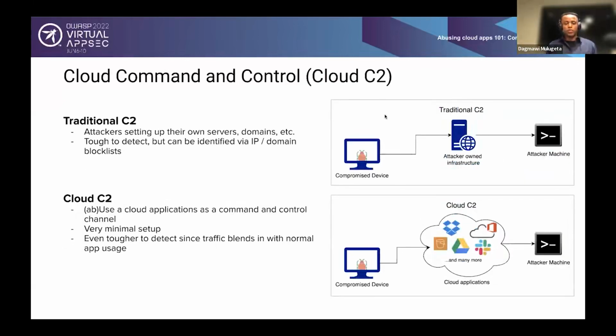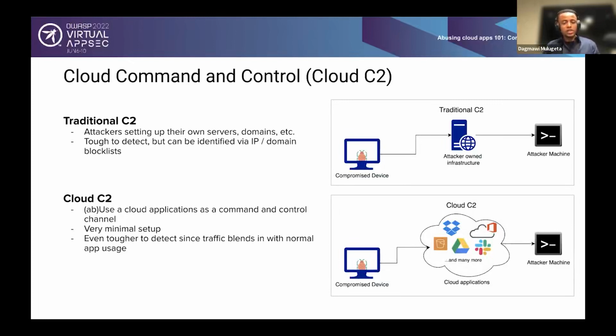So now that we've covered what command and control is, what do we mean when we say cloud command and control, or cloud C2? Traditionally, what we've seen attackers do is set up their own infrastructure, their own servers, their own domains, and their own hosts to tunnel traffic through. And you can see this on the top right. A compromised device is going to reach out to the attacker-owned infrastructure set up by the attacker, which will then pull commands from the attacker machine, right? So this is what the traditional setup was like.